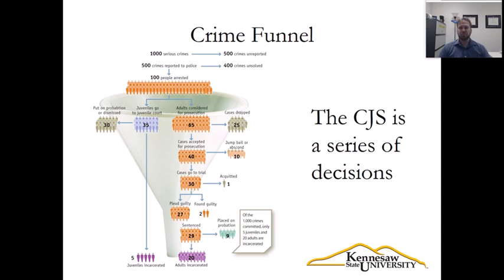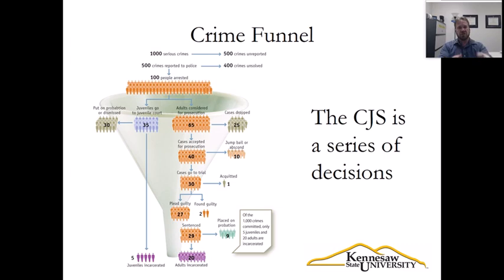So I don't know if you guys have seen this in maybe your 1101 class, but this is just an illustration of the criminal justice funnel. If you look at the very top, there's 1,000 serious crimes. About 500 of them get reported, this is just an example, of course, it's going to vary across different types of crimes, and then 500 of them go unreported, and then of those 500 crimes that get reported to police, only 100 of them have arrests made, and then another 400 go unsolved.